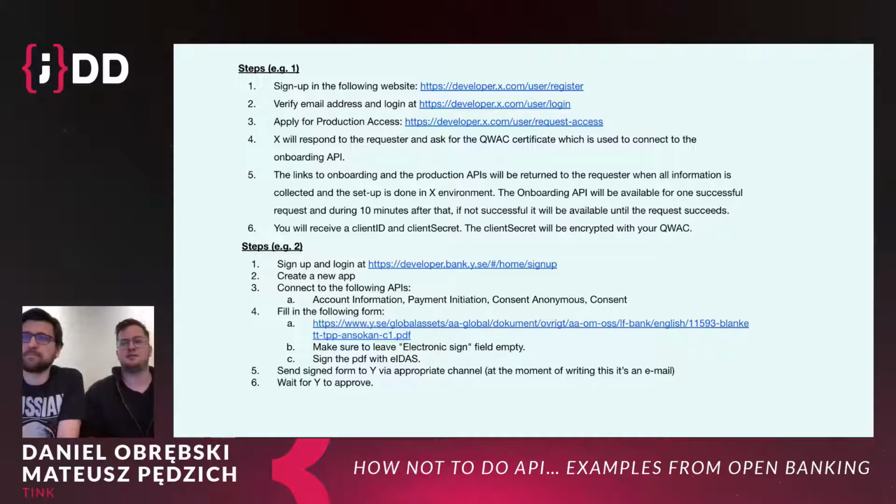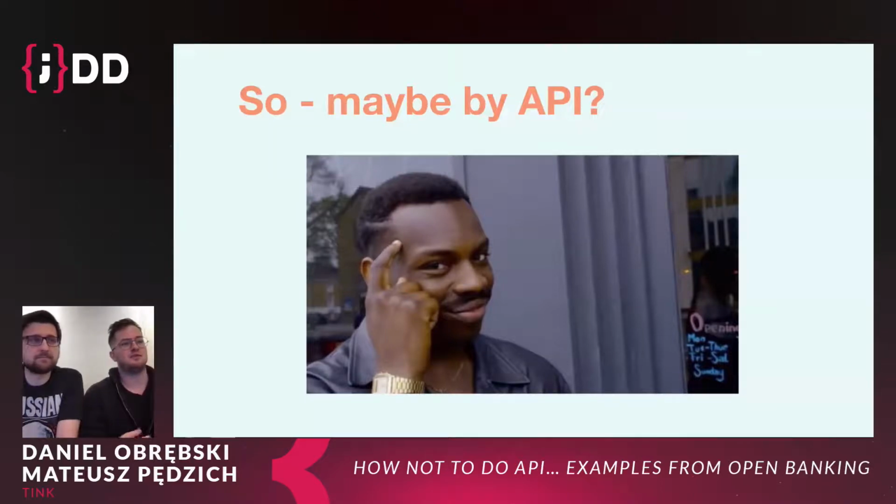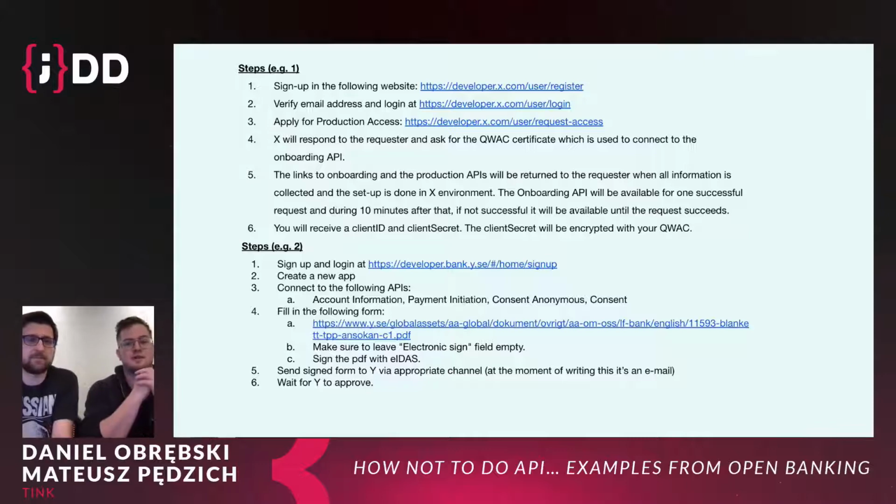And the second example is also signing up, creating a new app, checking what products we want to use, and then filling a nice, decent PDF and signing it with ADAS, and then also getting an approval. And if everything works, we can pass further. But basically those processes take at least 2 weeks, so it's not working nice. So maybe we should do that by API. Yeah. So, no.